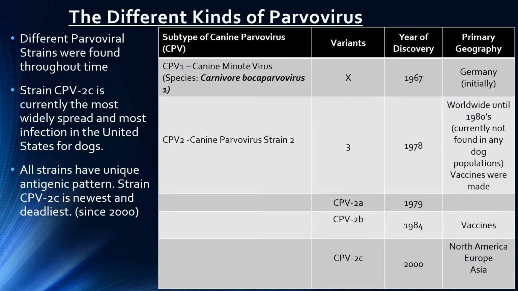As mentioned before, there are different strains of the parvovirus that really contribute to its virulence. The key here to look at is that the CPV2 strain does not exist in the worldwide population anymore. It's kind of died out, and all these other 3 strains have taken over. Specifically, what we're looking at here is the CPV2C strain, which is highly virulent and contagious, and has a high infection rate, especially in the United States.